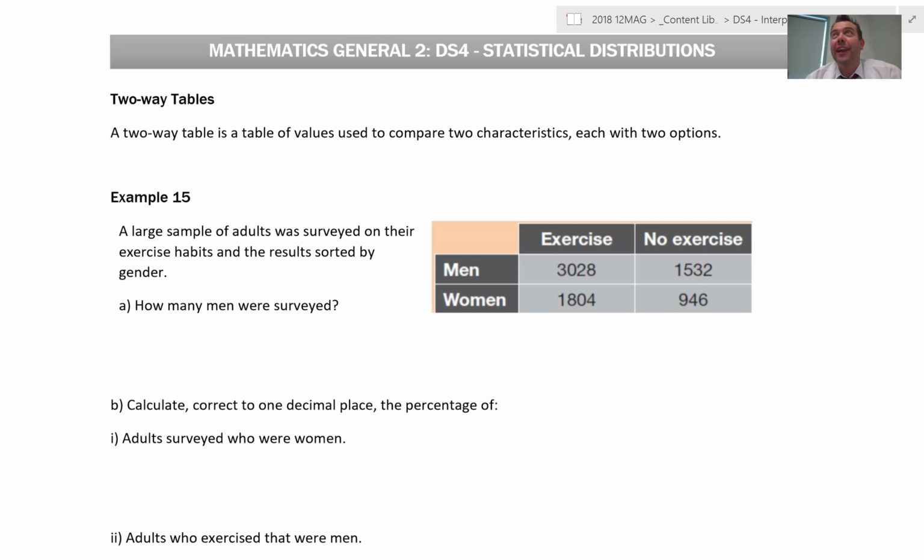This is going to be, I think, the last video for the topic. It's going to be on two-way tables. Yeah, this is fantastic. Two-way tables are sets of data that can be grouped together in two different ways. Okay, now, you can see an example here.